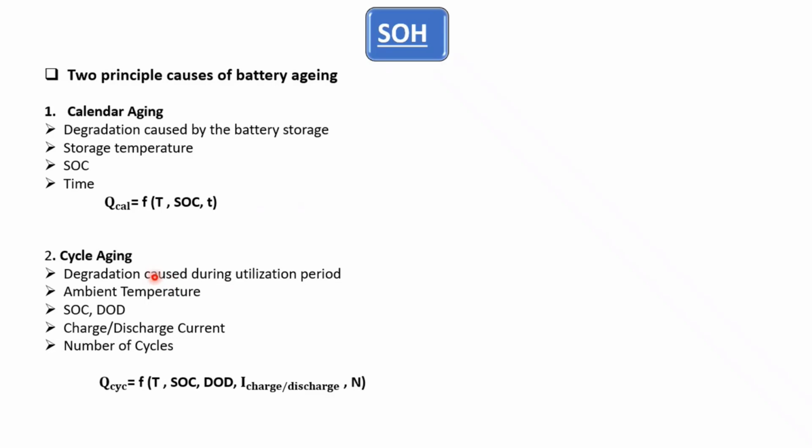And in cycle aging, since we are trying to charge as well as discharge, whenever we charge and discharge, the chemical reaction will be much more rapid than when it is stagnant. Due to which the depth of discharge will go on increasing with the number of cycles.